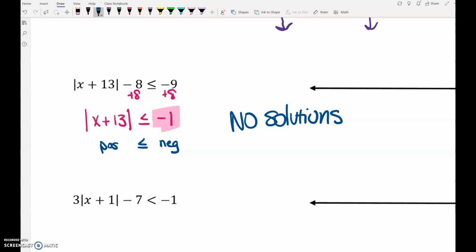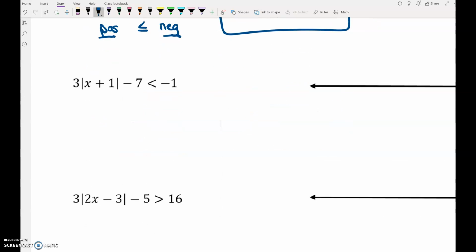I would like you to get to a point where you're not trying to memorize less than a negative means no solutions, greater than a negative means many solutions. I want you to get to a point where you can think about what does that absolute value mean? Can a positive number be smaller than a negative number? No, so that means no solutions. All right, the next one.